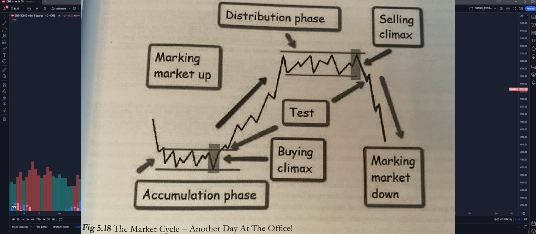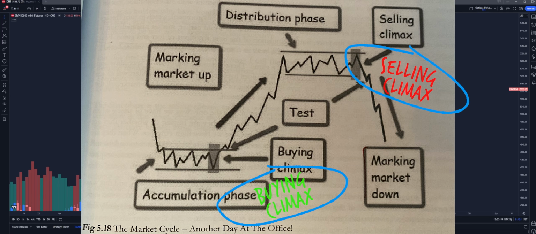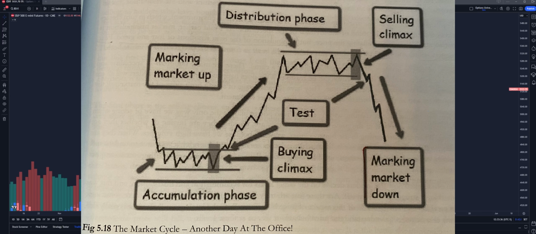This cycle repeats over and over again on all different time frames, from the short-term 5-minute all the way up to the monthly chart. If you notice on this chart, the accumulation phase at the bottom is finished off with what's called the buying climax. And at the top here, the distribution phase is finished off with a selling climax before the markdown. And to drill down further into that, we're going to look at what a buying climax is. And that's highlighted here on figure 5.20.